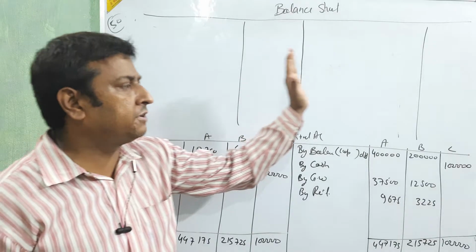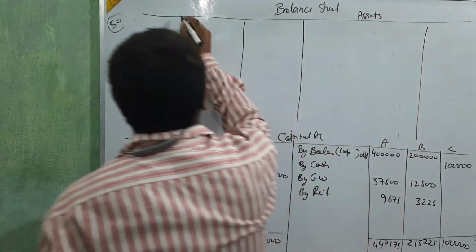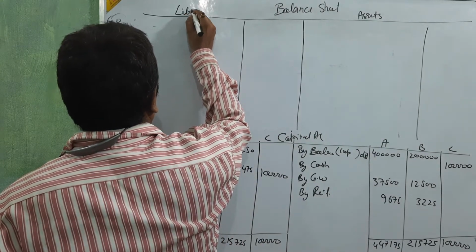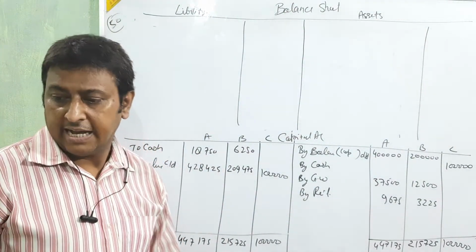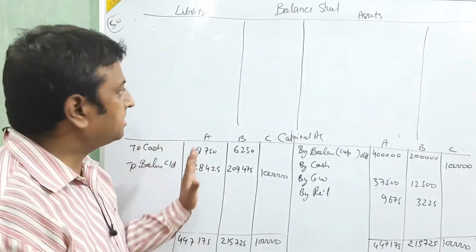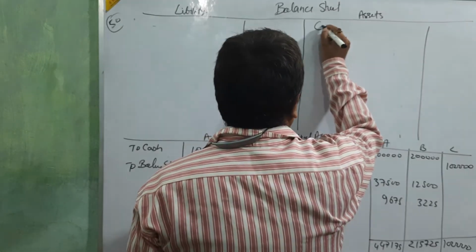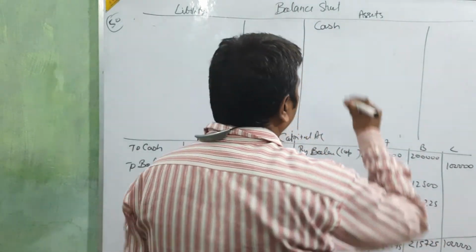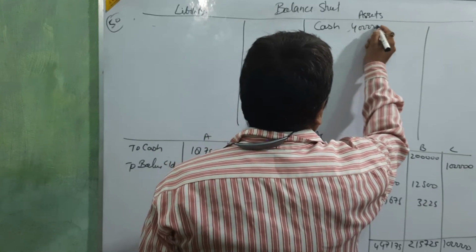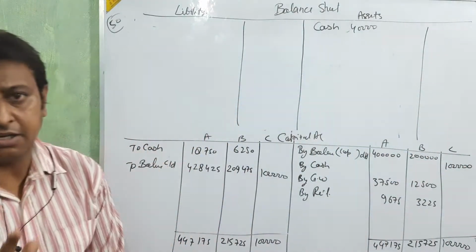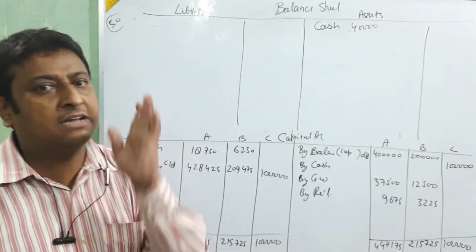Just start with the asset side. First asset is cash, and the value of cash is 40,000. Just see the first entry: cash account debit to capital accounts for goodwill, 1,50,000.